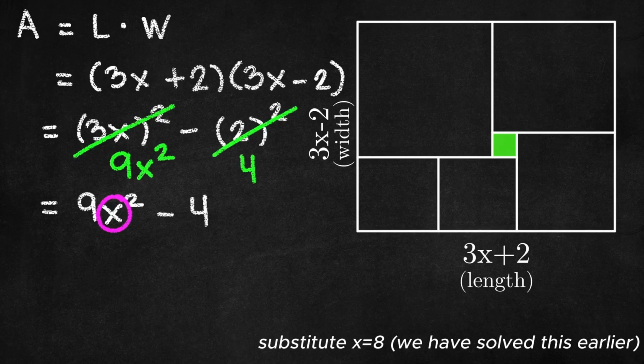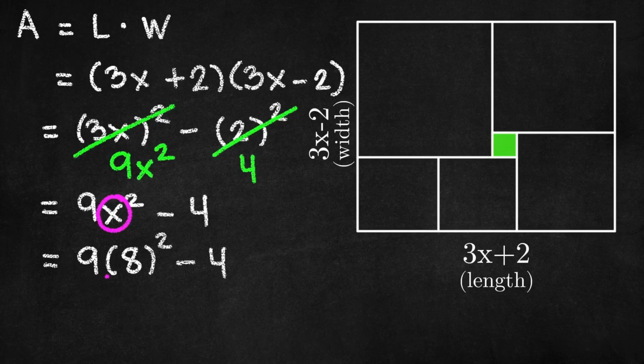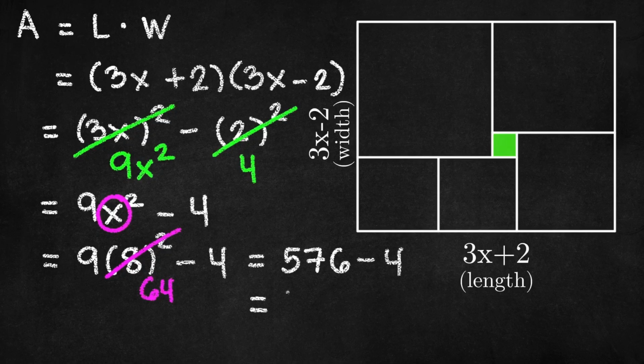Next, substitute x equals 8 into the expression. Eight squared is 64, and 9 times 64 is 576. Finally, 576 minus 4 is equal to 572. The area of the entire rectangle is 572 square units.